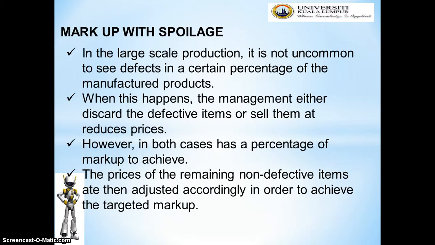Okay, what is markup with spoilage? In large scale production, it is not uncommon to see defects in a certain percentage of the manufactured product. When this happens, the management either discards the defective items or sells them at a reduced price. However, in both cases there is a percentage of markup to achieve. How? The price of the remaining non-defective items is then adjusted accordingly in order to achieve the targeted markup.